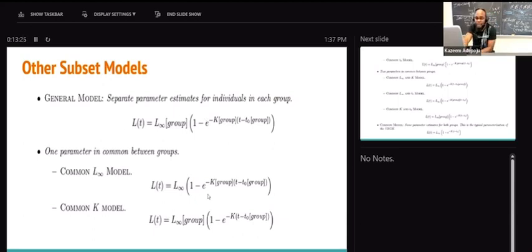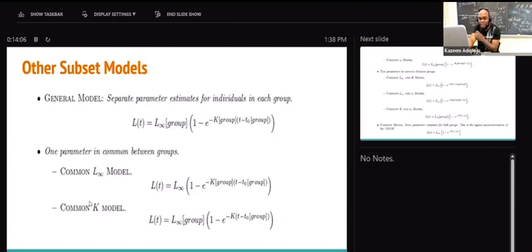Okay, so if you look at the way the specification is done when L infinity is common between the two groups, what are you going to see? I want you to focus on this model now. Do you see group on L infinity? No, no group. It means that it is common. But when you look at the other parameters, you're going to see there's a group attached to K and a group attached to T0. So here, it is only L infinity that is common in the two groups. Does that make sense now?